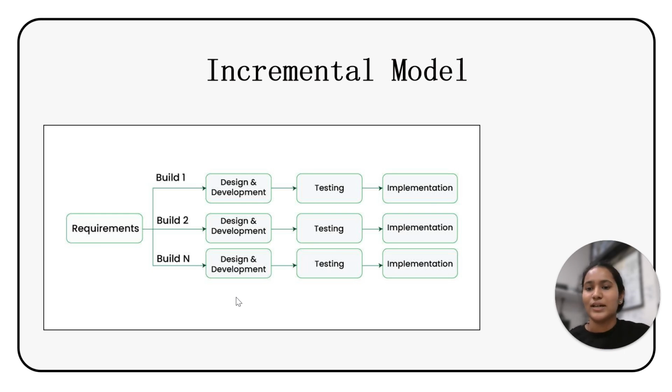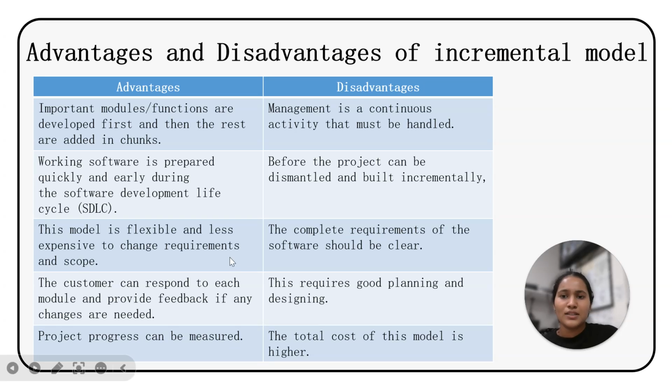So let's discuss what are the advantages and disadvantages of the incremental model. First comes the advantages. Important module functions are developed first and then the rest are added in chunks. Working software is prepared quickly and early during the software development life cycle. This model is flexible and less expensive to change requirements and scope. The model can respond to each module and provide feedback if any changes are needed.